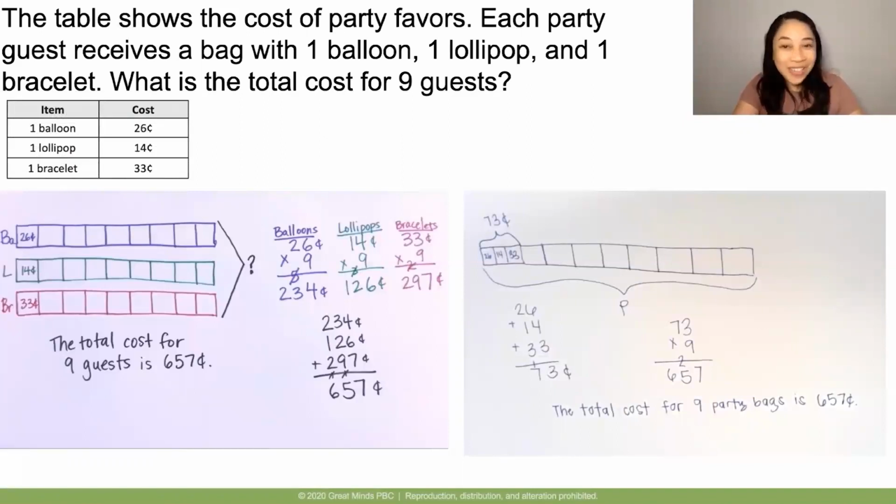Welcome back. What did you notice? I noticed that Mrs. Gradney and I arrived at the same answer. However, we approached it quite differently. First, I added the cost of each item together. Then I multiplied that by the number of guests. Mrs. Gradney first multiplied the cost of each item times 9, and then she added all 3 products.